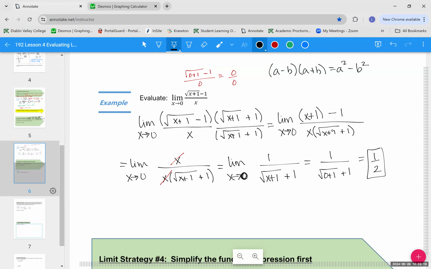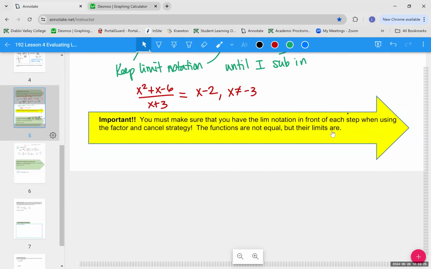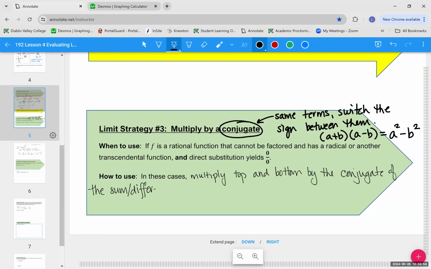Okay, so this is the process. I just want to go back and try to explain it to myself. What am I doing here? How to use this? So what we basically did is we multiplied the top and the bottom, it's got to be both, by the conjugate of whichever one was the sum or possibly the difference. One of them will be a sum or a difference, so then you can give it a conjugate.